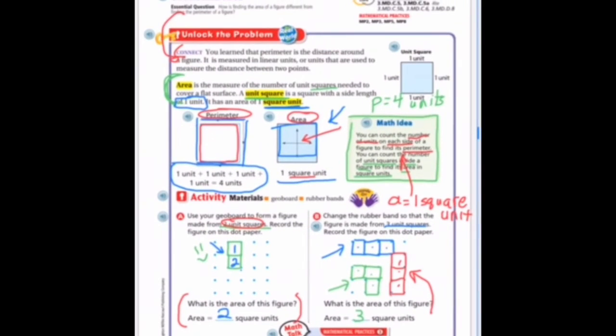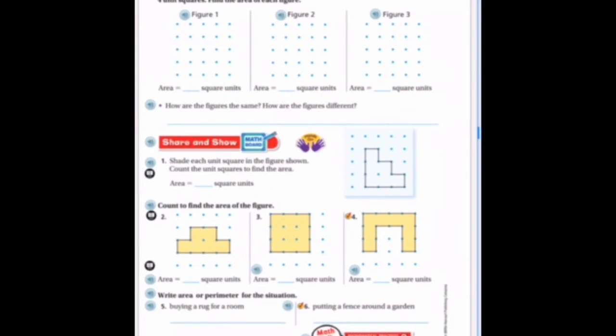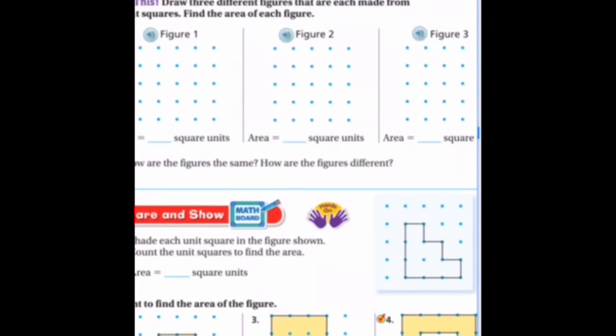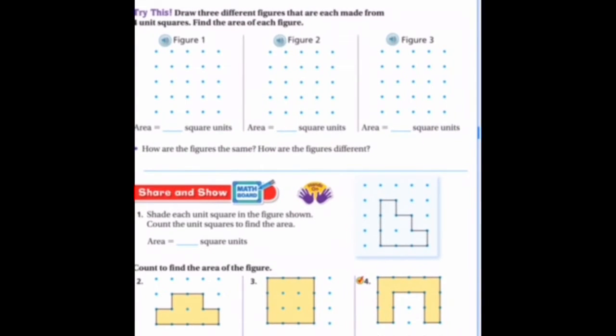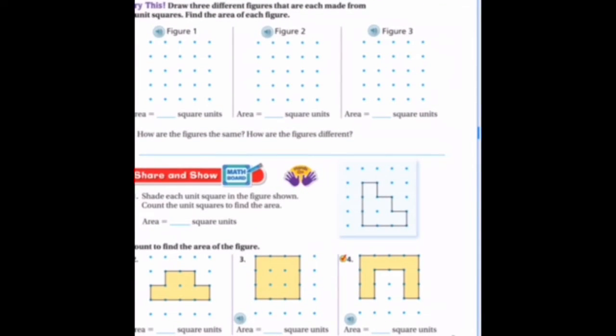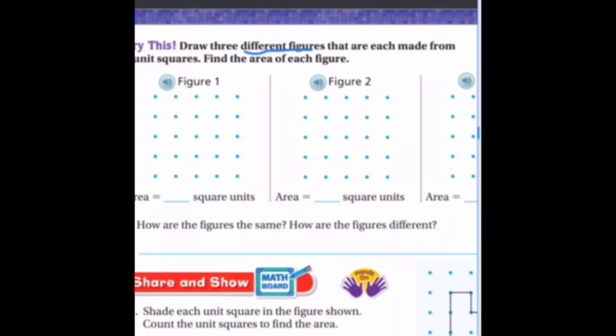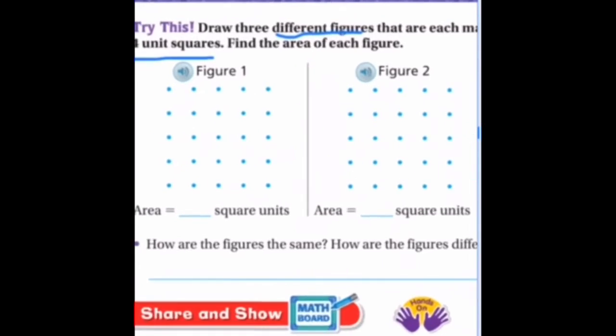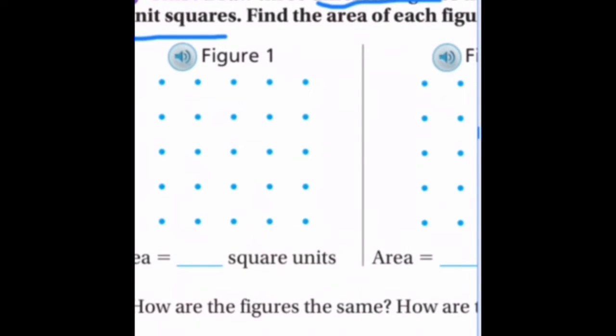All right, let's go to the next page and the try this section, and this would be a perfect time for you to try this on your own, and then resume the video when you're done to check your work. It does say to draw 3 different figures that are made each of 4 unit squares, and then find the area of each figure. So go ahead and pause the video, see if you can do these 3 on your own, and resume it, and we'll see what we come up with, okay? Good luck.